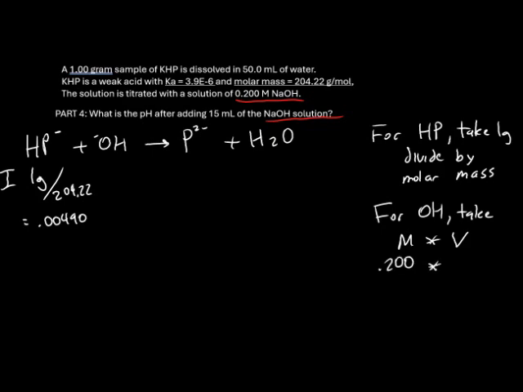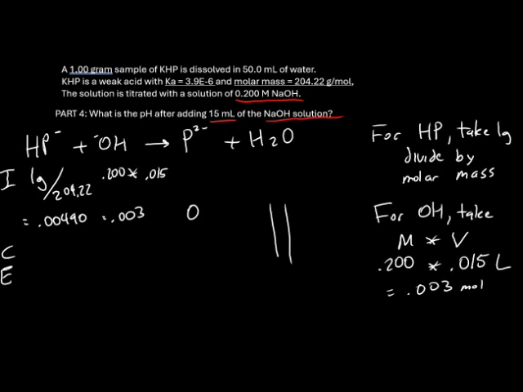We multiply that times the volume that we were given in the question. This time we know that we're adding 15 milliliters, and that will be 0.015 liters if we move the decimal point to the left by 3 positions. If we multiply these together, we end up with 0.003 moles. We place that underneath the OH negative. We start with no P2 negative, and then our water we don't have to write.